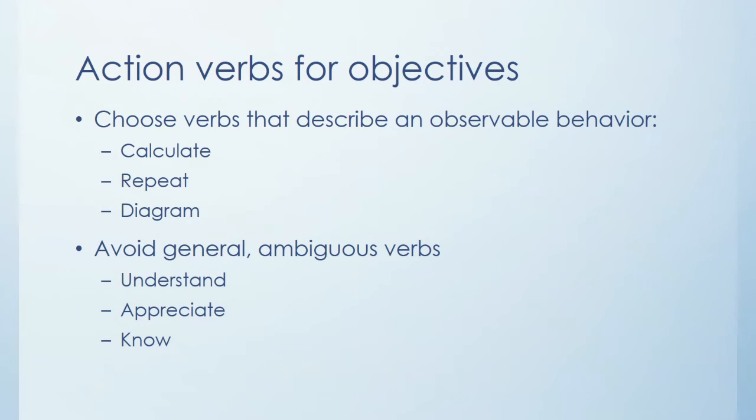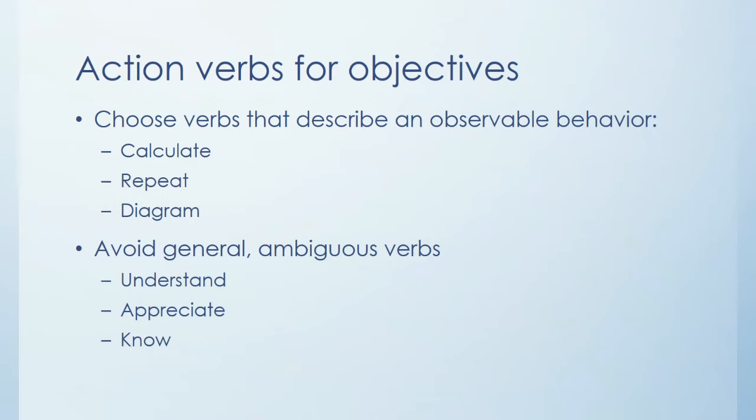So action verbs for objectives. You just can't choose any old verb. It needs to be a verb that describes an observable behavior. So these are things like calculate, list, repeat, diagram, explain, discuss, things like that. You need to avoid general or ambiguous verbs like understand. How can you tell if someone understands something?